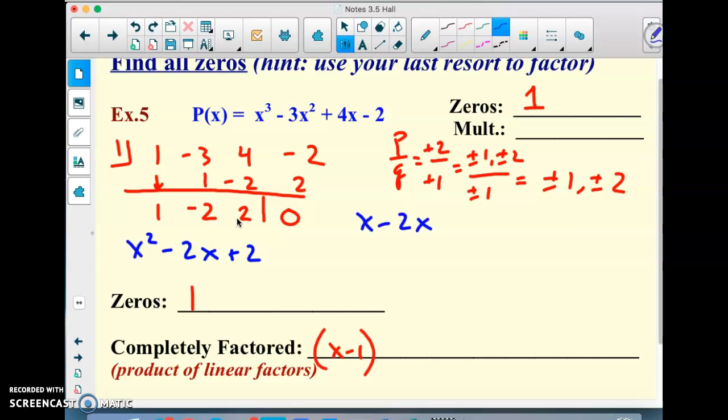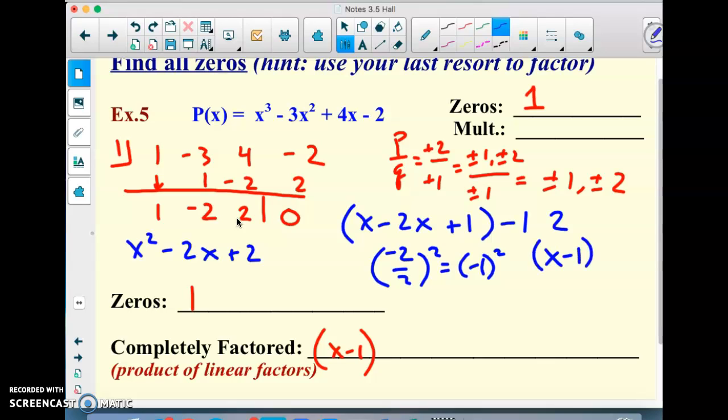x squared minus 2x. Put that 2 way over here. Take the -2, divide by 2. Square that. That'll be -1 squared is a positive 1. Counterbalance with a minus 1. That factors into x minus 1 squared. -1 plus 2 is a plus 1. Set that equal to 0. And now I will solve to get the other zeros.